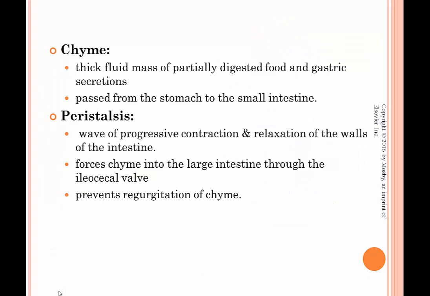We know that there's chyme that's produced, which is a thick fluid mass of partially digested food and gastric secretions, and it's passed from the stomach to the small intestine. We know that peristalsis is the wave of progression and contraction and relaxation in the walls of the intestine. This forces the chyme into the large intestine through the ileocecal valve and prevents regurgitation of the chyme.